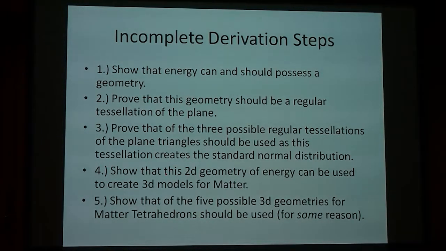And then we need to show that this 2-dimensional geometry for energy can be used to create 3D models of matter. Finally, we would need to show that of the 5 possible 3D geometries for matter, tetrahedrons should be used for some reason. This is the step that I essentially have done the least work on, and I basically have no idea how to do it or what criteria we should use in order to say that tetrahedrons are the geometry for us. Other than that, we already tried it and it works.